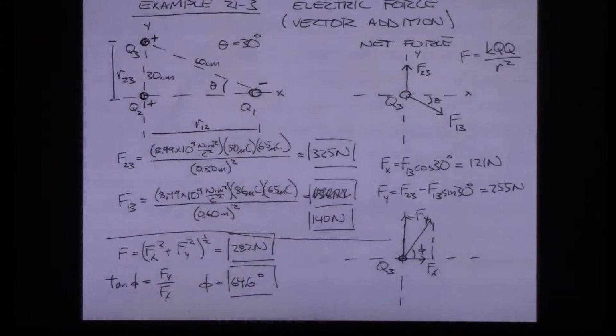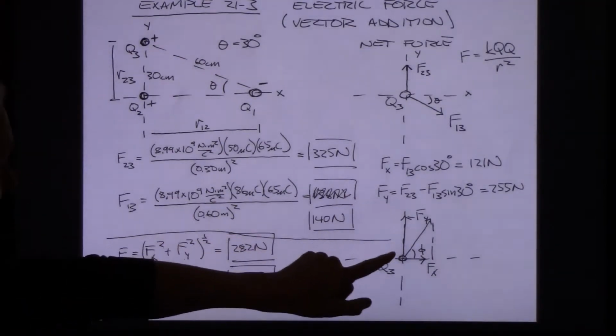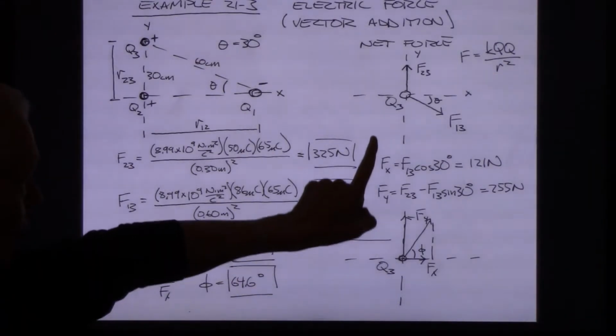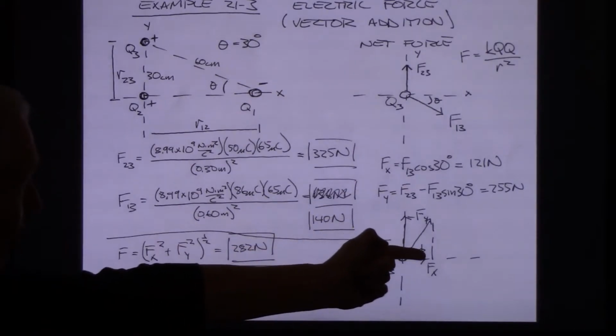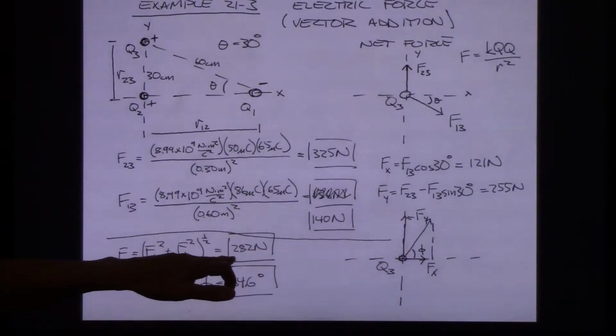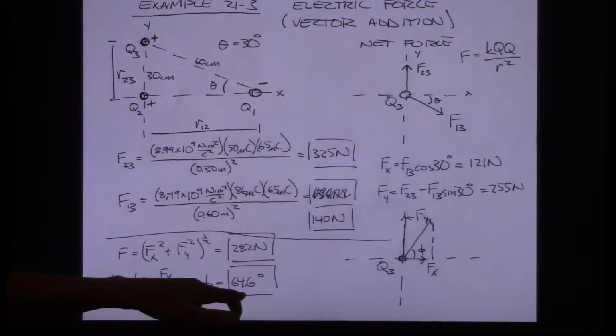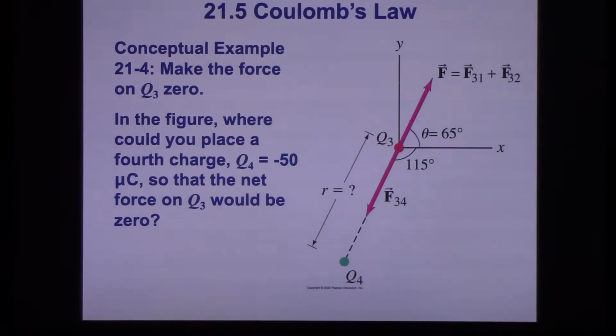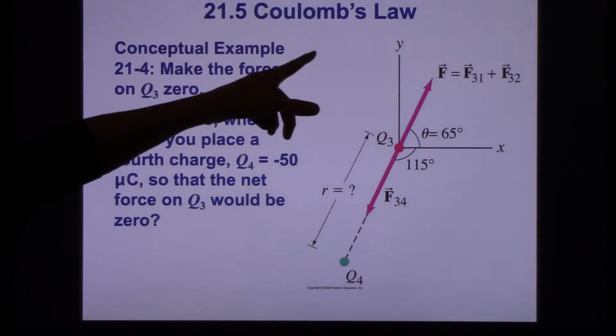And what we came up with was that the net effect of both of those forces was having an effect specifically on charge 3, with a vertical component and a horizontal component. We solved for that magnitude, and we solved for the angle. So moving on, kind of a follow-up question to this. Again, this is the electric force.